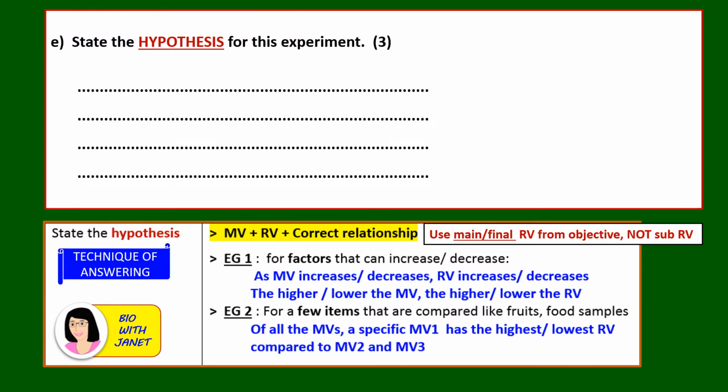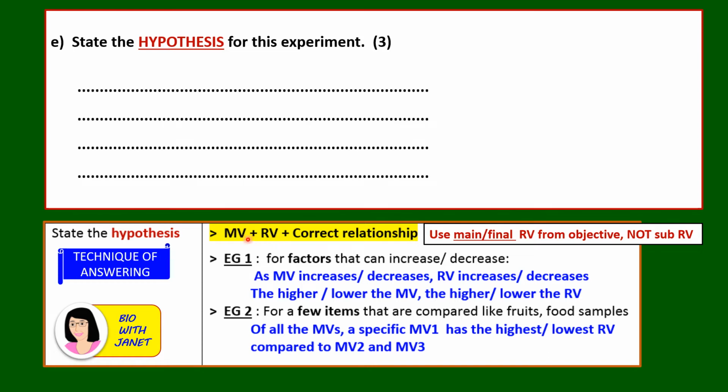Let's look at the science process skill called hypothesizing. So you can be asked in this way: state the hypothesis for this experiment, 3 marks. Now let's learn the technique of answering. First of all, what are the components of a hypothesis? Which you may have studied in the lower forms. So you must have MV, RV, and correct relationship. So in an experiment, sometimes you have 2 MVs, sometimes you have 1, and also sometimes you have 2 RVs, or you may have 1.